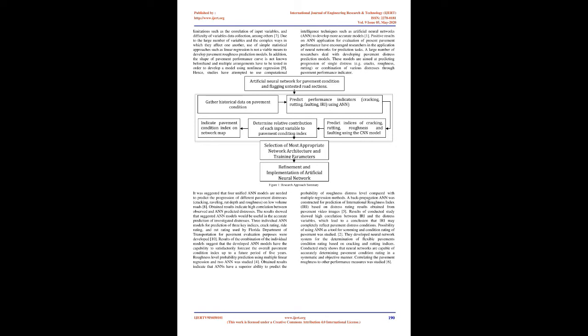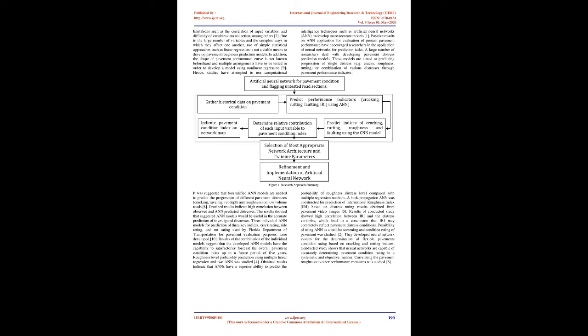Hence, studies have attempted to use computational intelligence techniques such as artificial neural networks, to develop more accurate models. Positive results on an application for evaluation of present pavement performance have encouraged researchers in the application of neural networks for prediction tasks. A large number of researchers deal with developing pavement distress prediction models. These models are aimed at predicting progression of single distress, e.g. cracks, roughness, rutting, or combination of various distresses through pavement performance indicator.